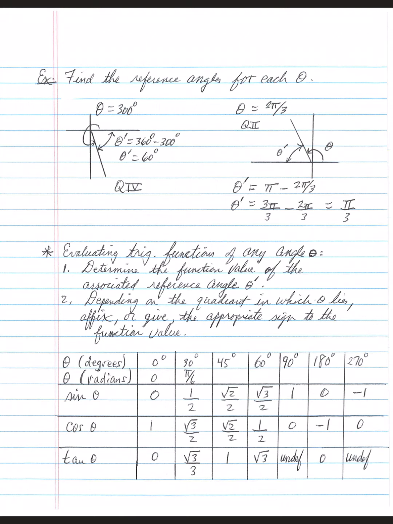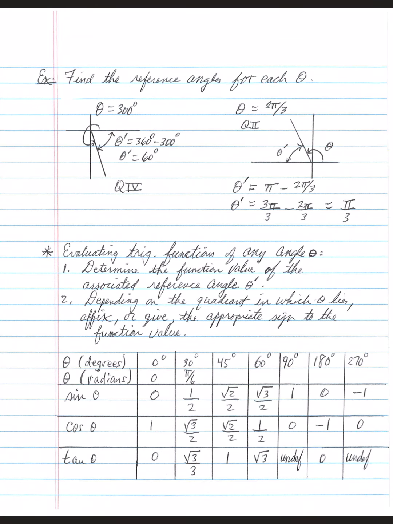Find the reference angles for each theta. Let's go 300 degrees. Starting on the positive x-axis, rotate counterclockwise 300 degrees. Because that's quadrant 4, from the previous slide, our reference angle is 360 minus the angle given from quadrant 4. Well, 360 minus 300 gives us 60 degrees for this reference angle.